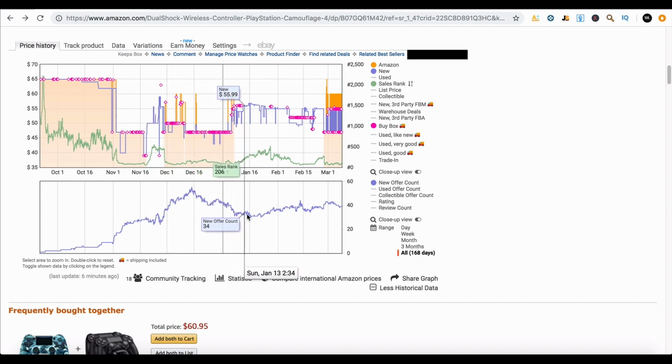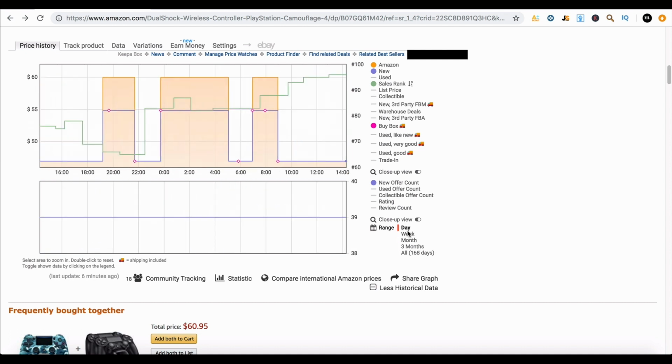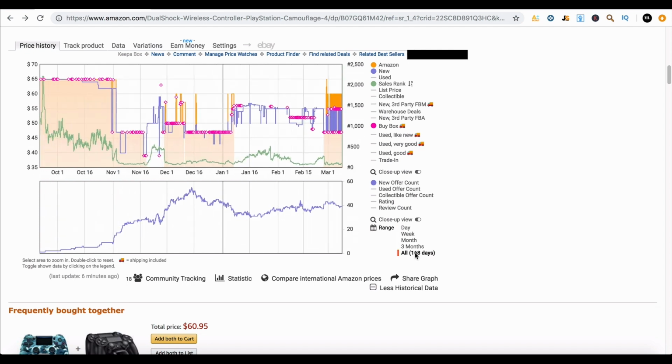And then it went down a little bit, and the price went back up to that 56 mark. Okay. Now over here is the length of time that you want to go back. A day, a week, a month, 3 months. Usually it'll say a year or it'll say all. This particular product hasn't been around for a year. It's only been around for 168 days. So that is what we have to go off of.